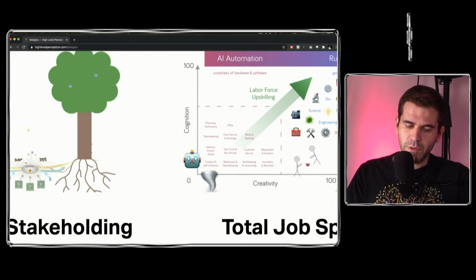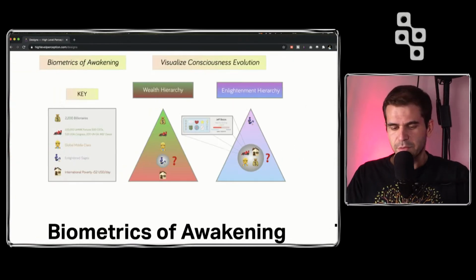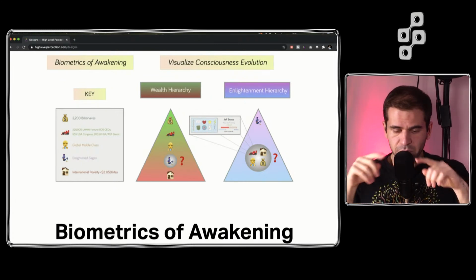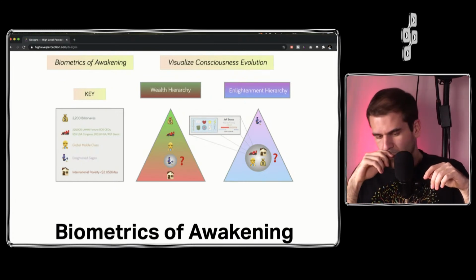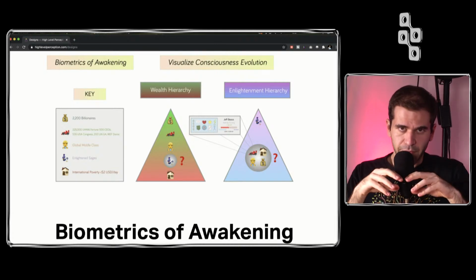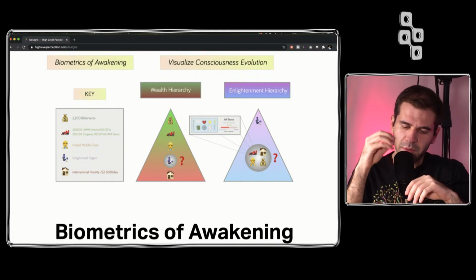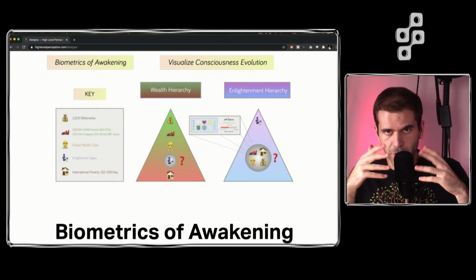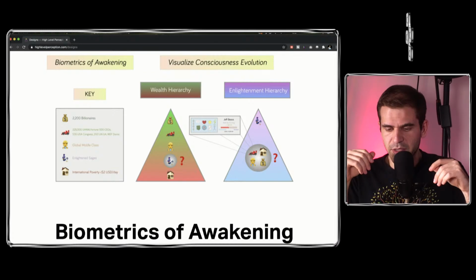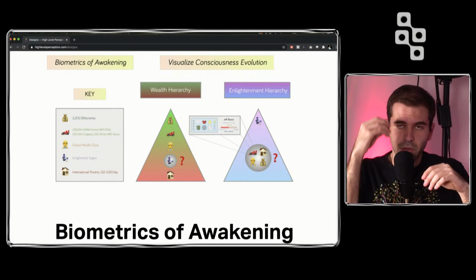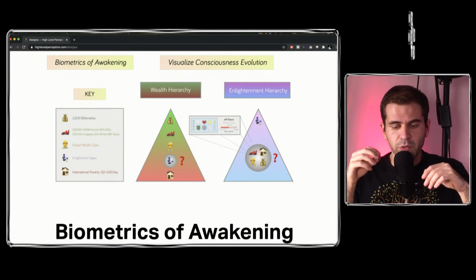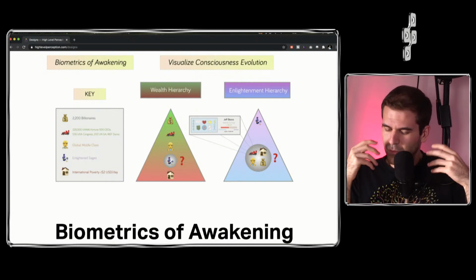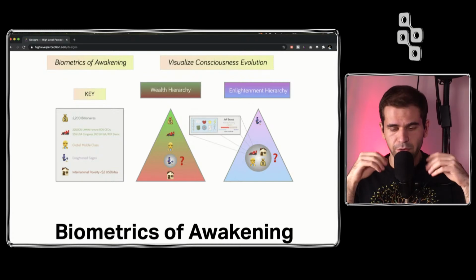All right, so also within chapter 6 on AI Coach are the Biometrics of Awakening. Here, what you normally see is a wealth hierarchy: people in international poverty, then the middle class, the ultra high net worth people, and the billionaire people. That's usually how we look at things, and we don't really know where enlightened sages are in that mix. But on the enlightenment hierarchy, we know that enlightened sages are at the top, but we don't know where the international poverty people are, or the middle class, or the ultra high net worth, or the billionaires. We don't know where they're at.